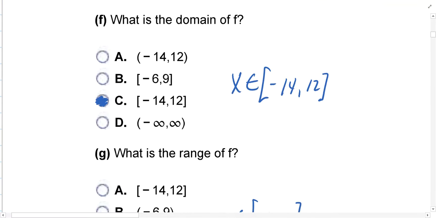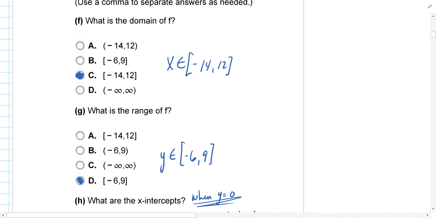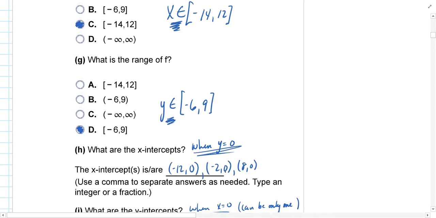For part F and G, when we're talking about domain and range, especially when using interval notation, I think it's more appropriate to include the element symbol, x element, y element. So I would encourage you to get in the habit of doing that, especially since our test is going to be on paper this week.